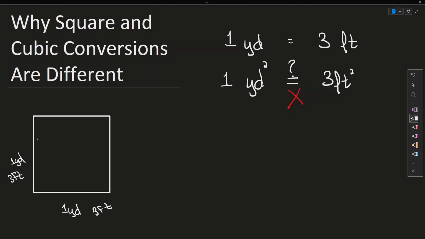Now let's find the area. 3 feet times 3 feet is equal to 9 square feet, not 3 square feet. This happens because area is two-dimensional. When we convert lengths in both directions, the scale factor gets applied twice.